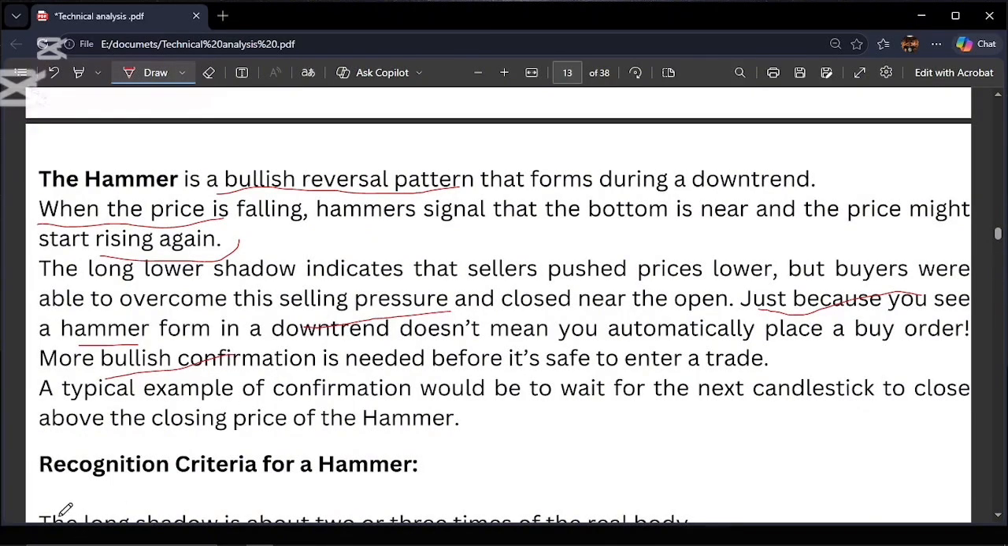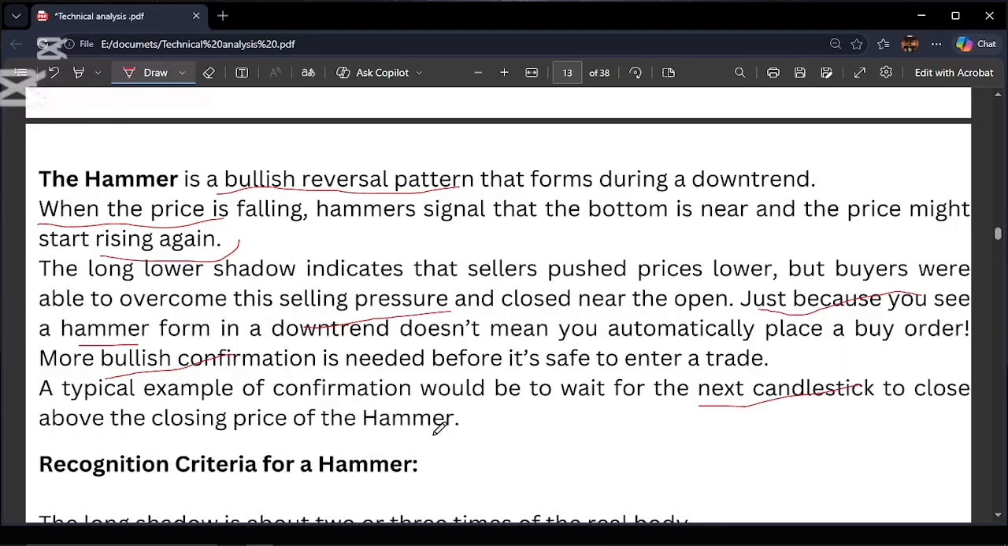A typical example of a confirmation would be to wait for the next candlestick. You should wait for the next candlestick to close and see if it closes above the hammer, and if it closes above the hammer, then you're good to go. We shall talk more about that in later videos about risk management and everything. But it's more important you first learn the basics, so when you get to the charts, learning candlesticks and doing technical analysis, you know what we are doing and what every candlestick means.